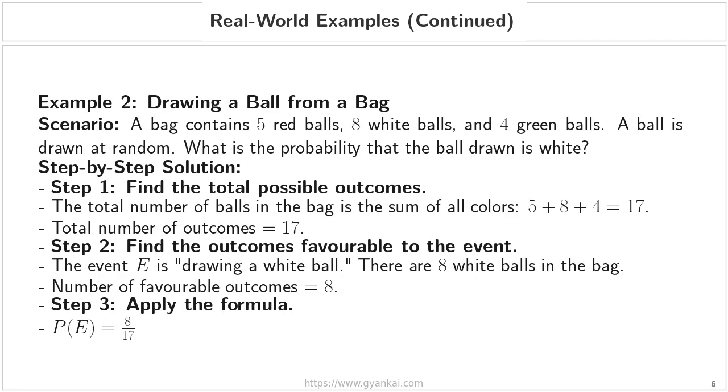Step 3, now we apply the formal formula we learned on the previous slides. We take our number of favorable outcomes and divide it by our total possible outcomes. This gives us the probability of E, which is 8 over 17.